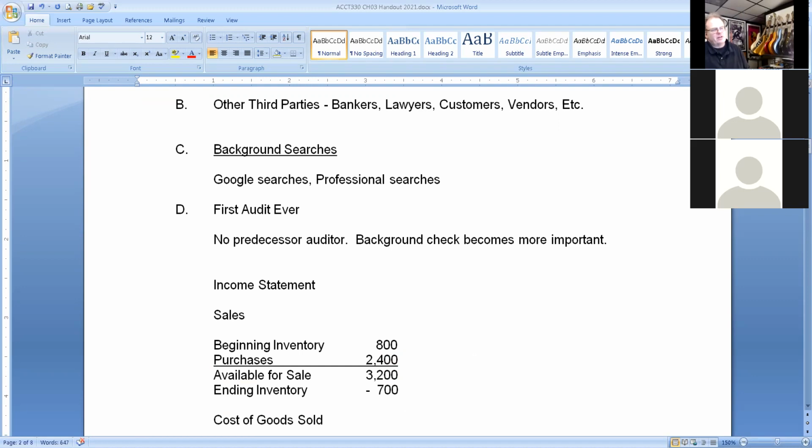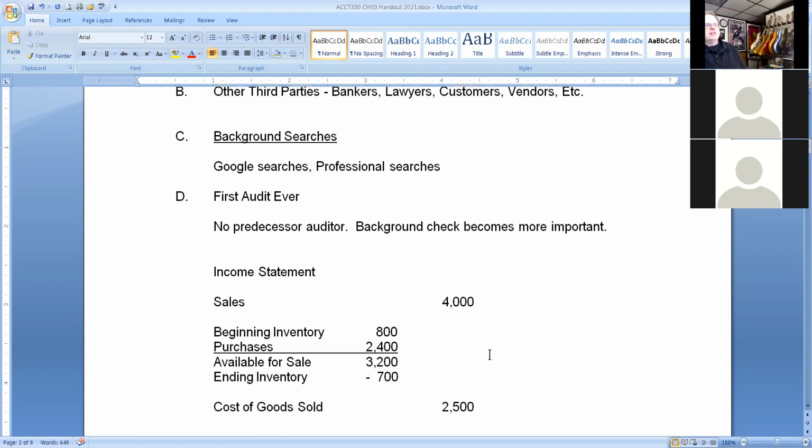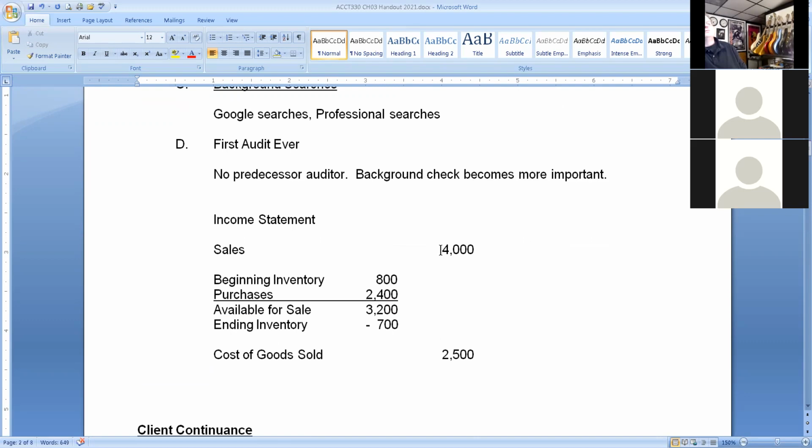$3,200 minus 700 is what, 2,500? Okay, let's say that the sales were... I don't think they might know. Well, maybe they do. I don't know. Okay, so this will give us our gross margin, our gross profit.